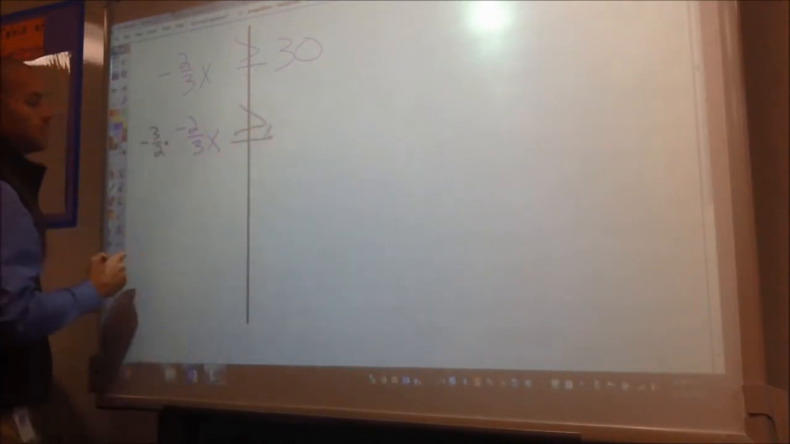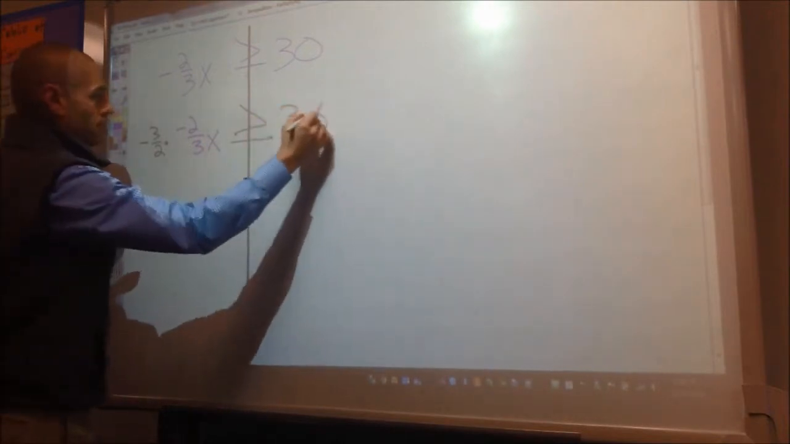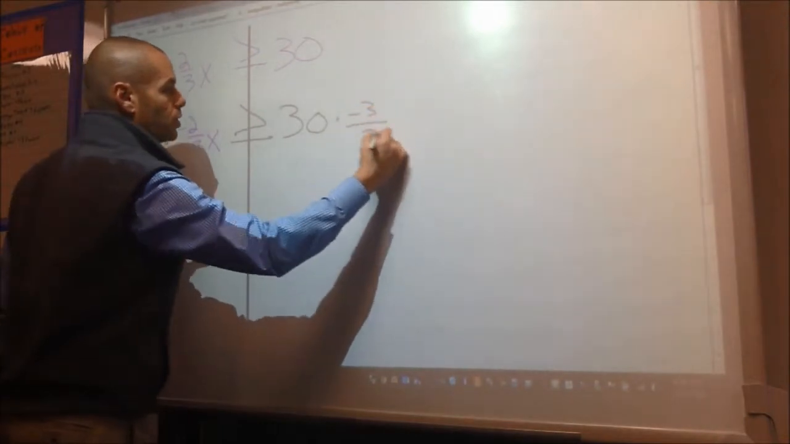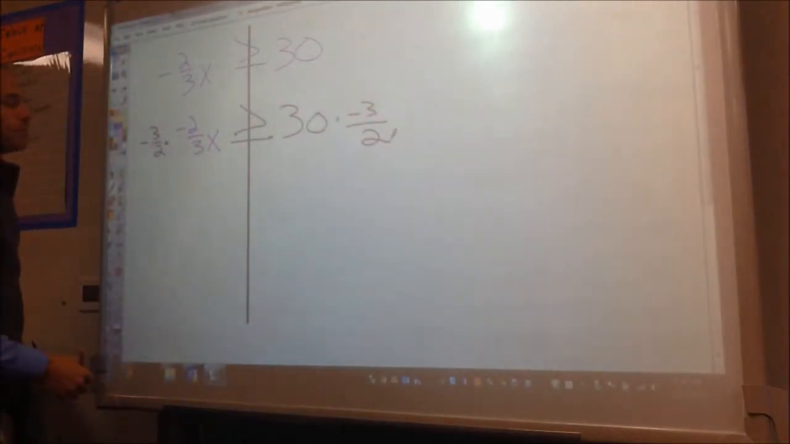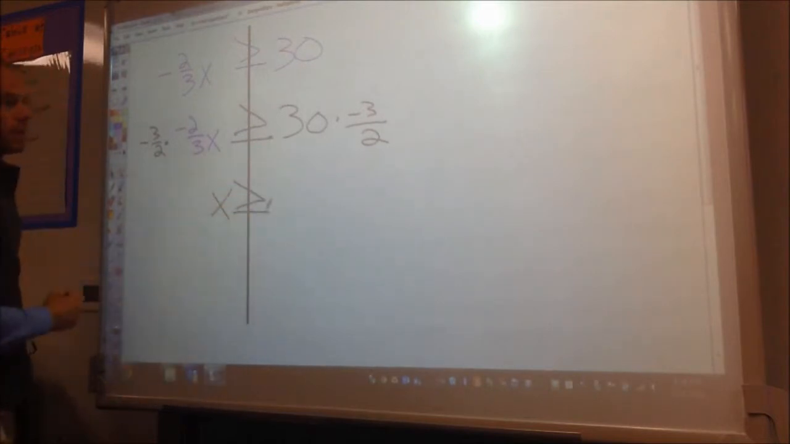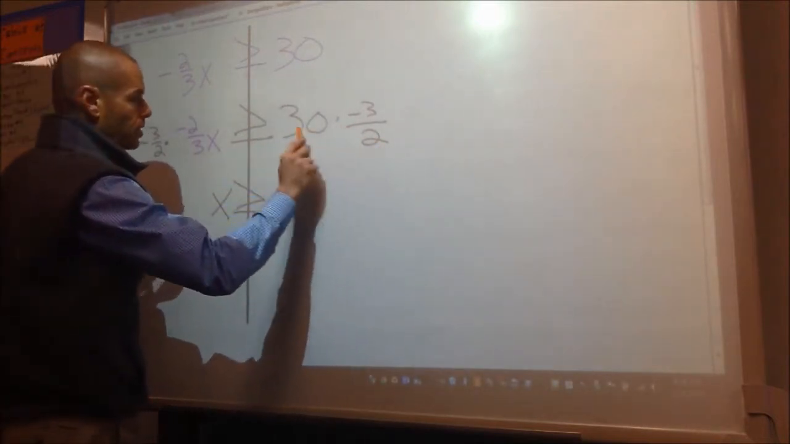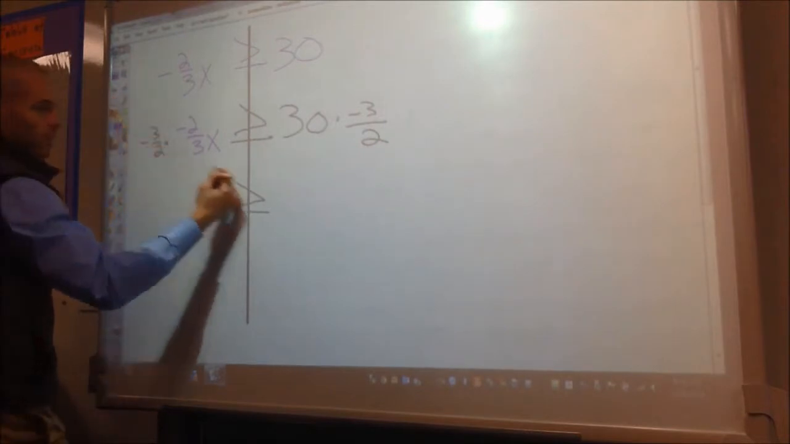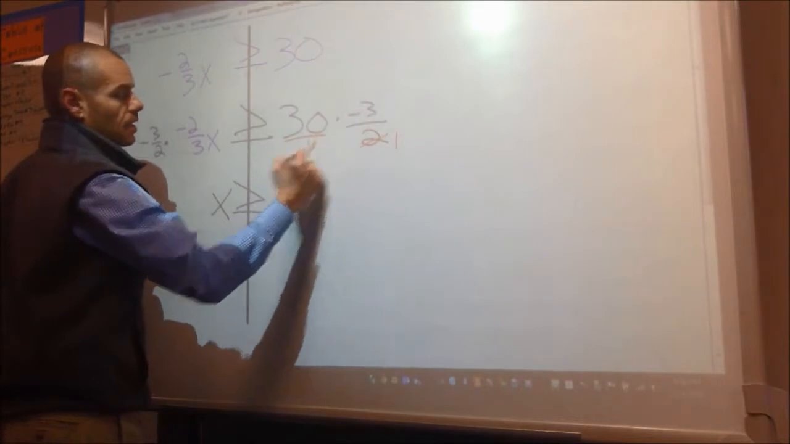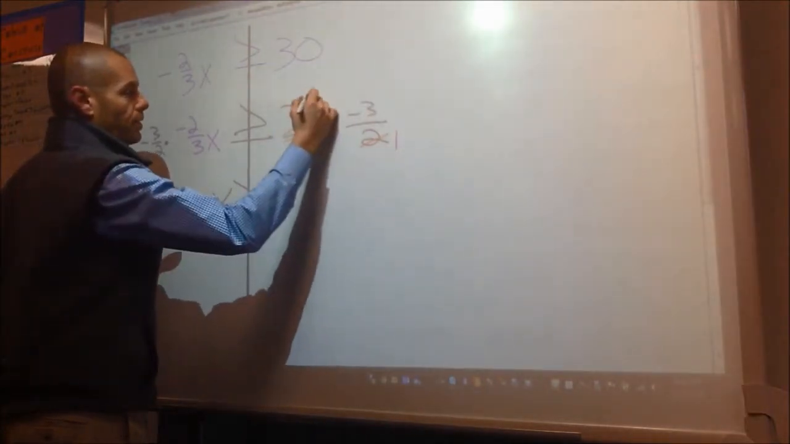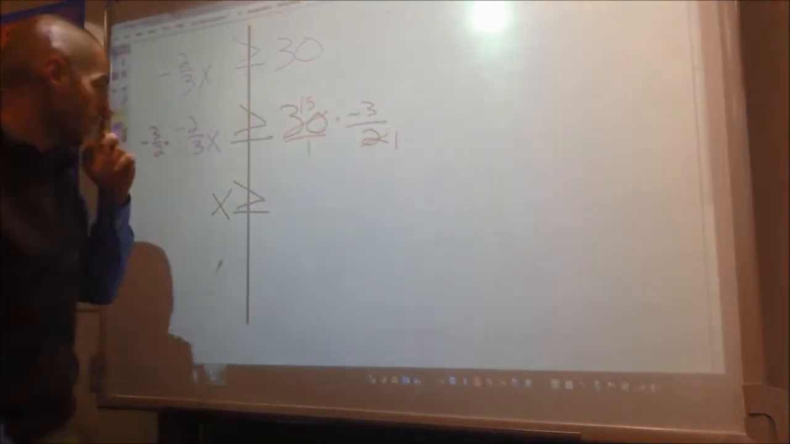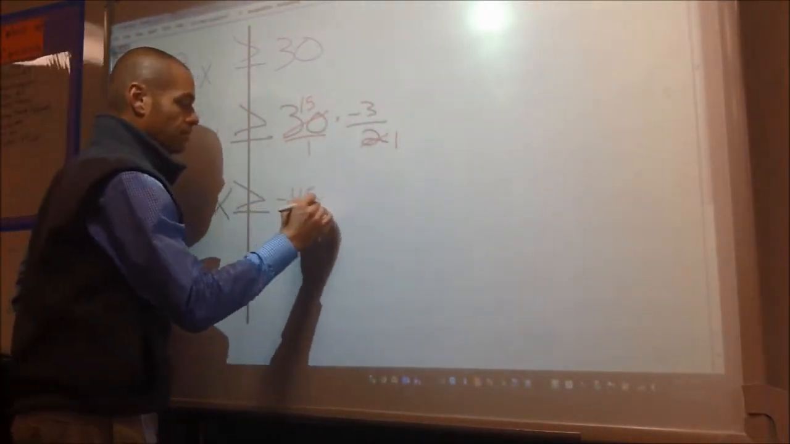I'm going to write this. I have my 30. I'm going to multiply that by negative 3/2. So I'm left with x here that is greater than or equal to... I can cross reduce if I want, or I can multiply straight across. I'll go ahead and cross reduce. 2 goes into 2 one time. This is technically over 1. 2 goes into 30 15 times. So I have 15 times negative 3, and my answer is negative 45.